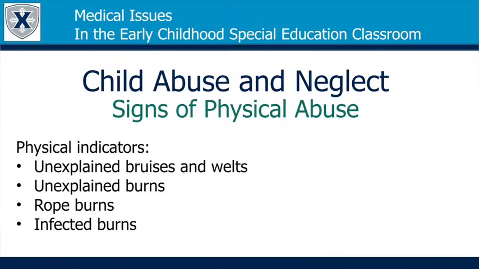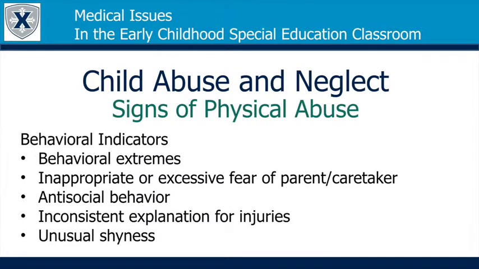Child abuse and neglect. This is a big thing because you guys are seeing these kids every single day, so you're going to be able to pick up on things if they're happening. So signs of physical abuse: they're going to have unexplained bruises and welts, and they're going to be in areas, probably the neck, the legs, the buttocks, and there could be unexplained burns, there could be rope burns, and the burns could be infected.